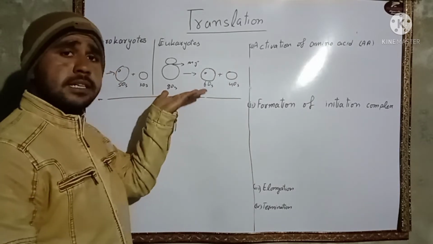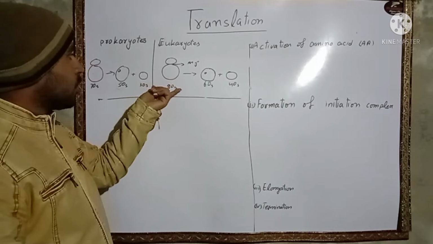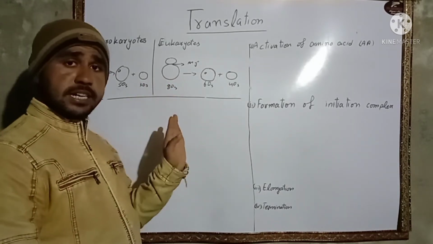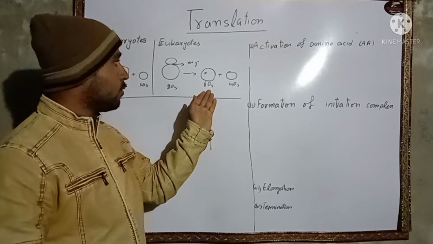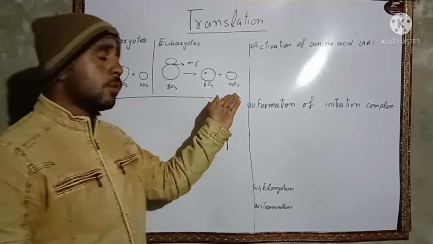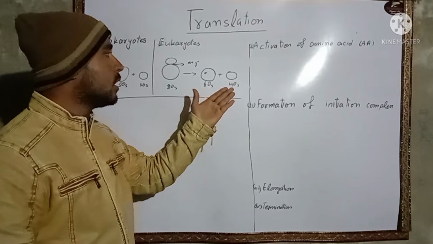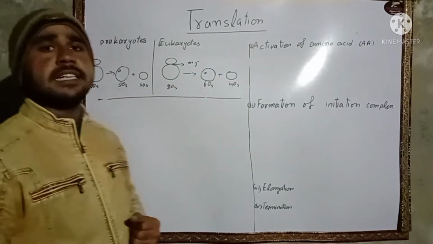Similarly, this procedure occurs in eukaryotic ribosomes. Eukaryotic ribosomes sediment at 80S. If dissociated during centrifugation, the large part sediments at 60S and the small part at 40S. That's why these are 40S, 60S, 80S, 30S, 50S and 70S.